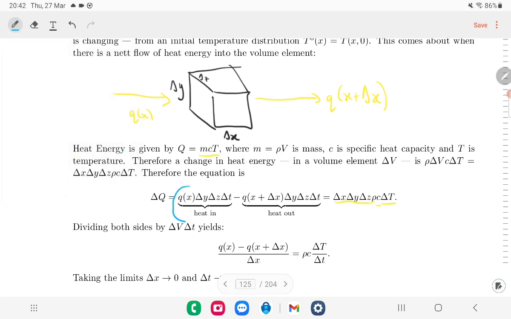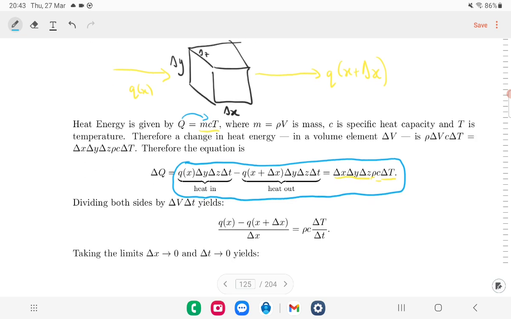It's saying the heat in minus the heat out is equal to a change in heat, and the heat is directly proportional to the temperature. So a change in heat will cause a change in temperature like this. And here you understand that if the specific heat capacity is bigger, the change in temperature is smaller. That's the role of specific heat capacity. We divide both sides of this by delta V delta T. And what we see is we get a delta x in the bottom, the delta y and delta z are gone, the delta t's are gone.